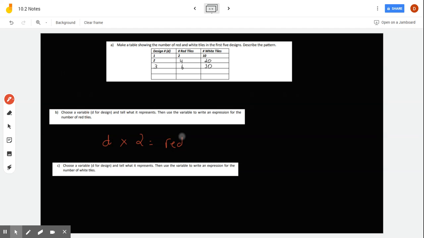Now, math teachers and mathematicians, math gods, this is ugly. We don't like this. We don't want to actually use the multiplication symbol. And the reason why is because, as you discovered in a previous video, we don't want this to accidentally get confused as another variable. So the better way to write this would be as a numerical coefficient with the letter or variable right beside it. And so that would equal, again, the number of red tiles.